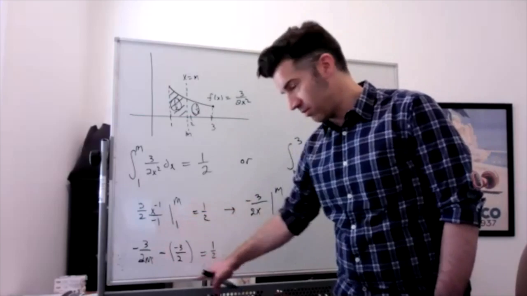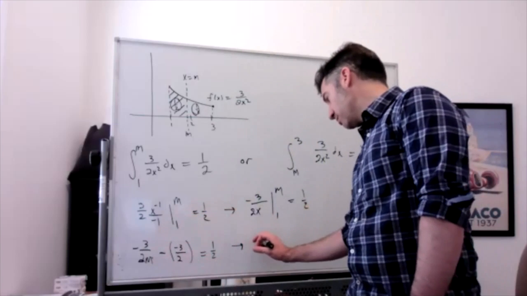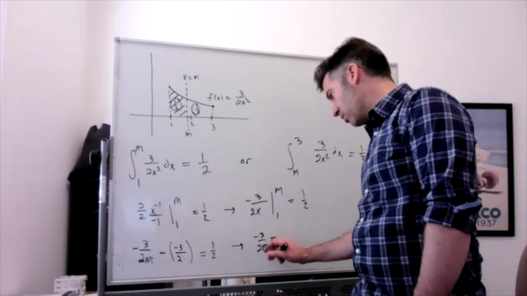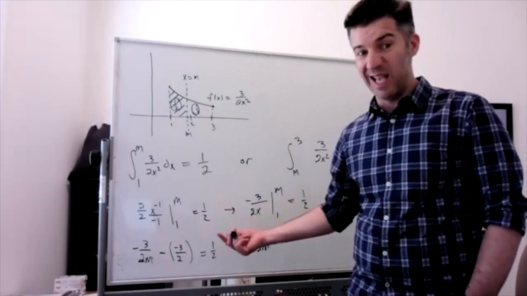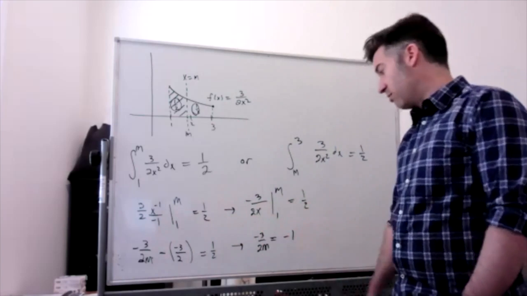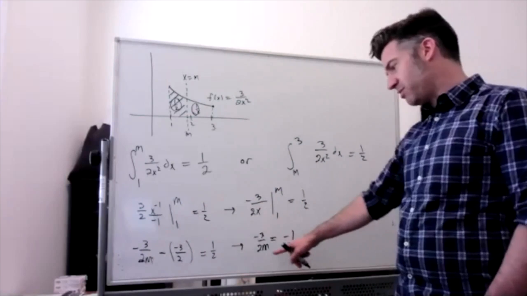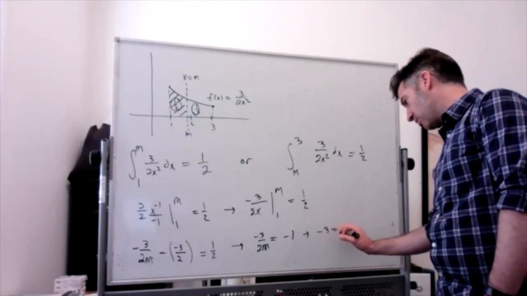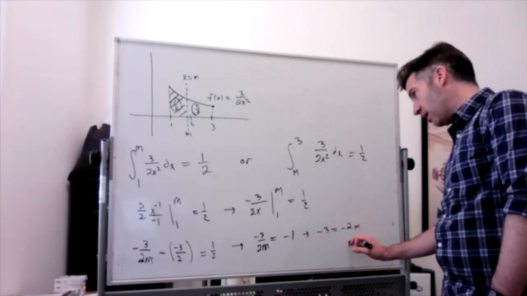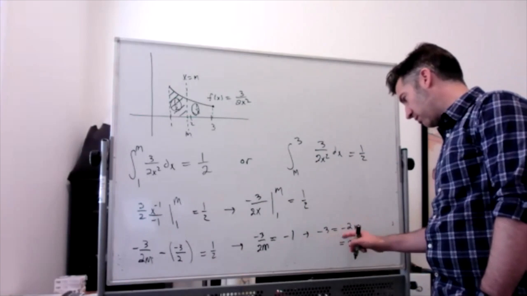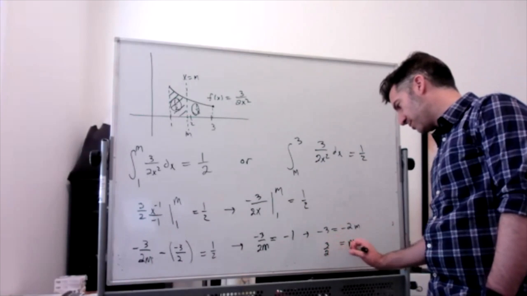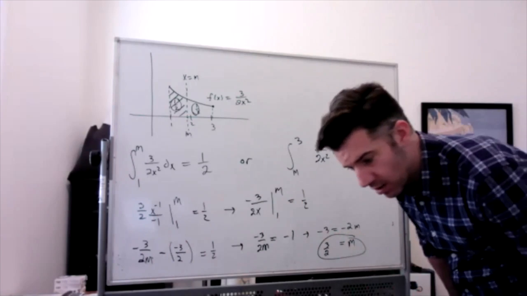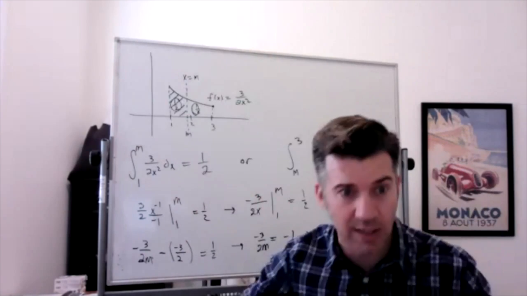So I'm going to subtract 3 halves from both sides. So negative 3 over 2m equals 1/2 minus 3 halves, which is negative 1. And then multiply both sides by 2m. So then negative 3 equals negative 2m, and m is going to equal negative 3 divided by negative 2, which is 3 halves. Okay, so our median is 3 halves.